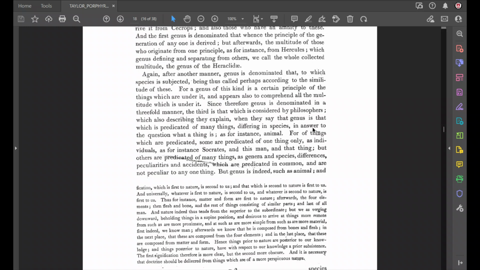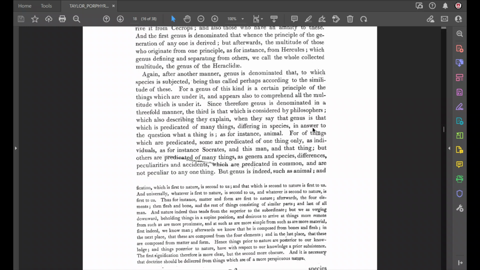A genus of this kind, he says, is a certain principle or source of the things which are under it. And when it says under it, it means under it in the system. A genus is a certain principle of the things which are under it, like a source. It appears also to comprehend or contain all the multitude of things which are under it. We have plenty of time, don't worry.